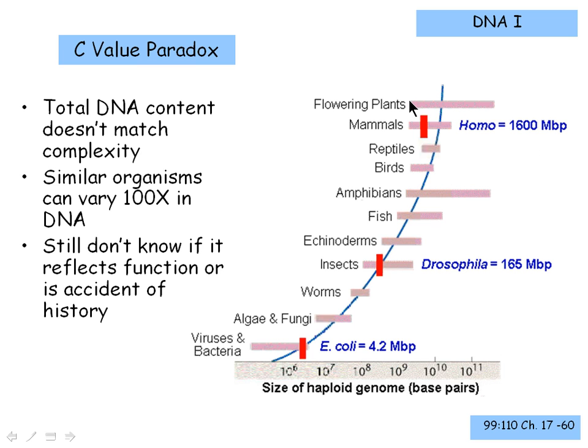You can see flowering plants are able to have more DNA content than we do, even though, as many of you probably would hope, we are more complex than flowering plants. It's also seen that similar organisms can vary in their DNA content by 100 times, which is very perplexing. We don't really know what's going on here. We don't know if it reflects some sort of function within the organisms. We know that a lot of our DNA isn't being transcribed, and we don't know if this is affected or not. It could also be an accident that occurred throughout history.